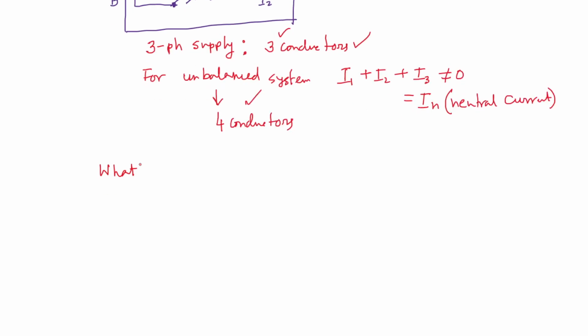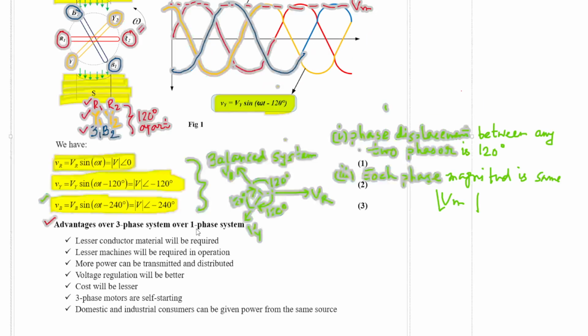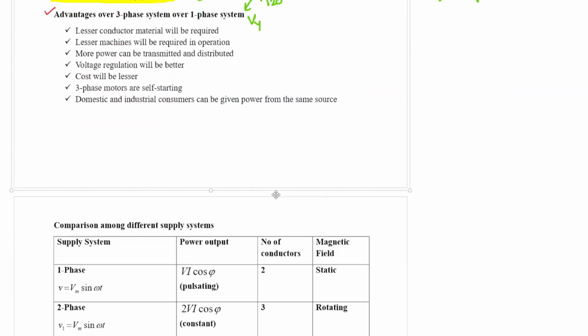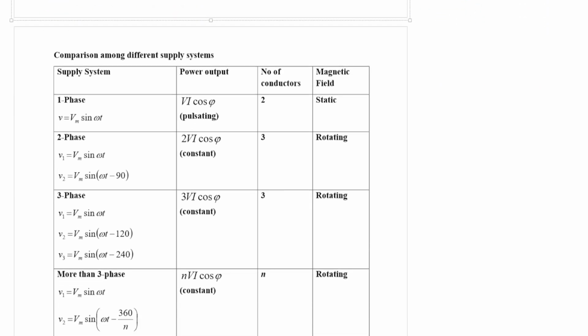Now the question comes, what about other systems like 2 phase, or maybe 4 phase, or maybe more than 5 phase? Why do we not use 2 phase or 4 phase or 5 phase? So let us make a comparison to understand why 3 phase AC supply is always used.